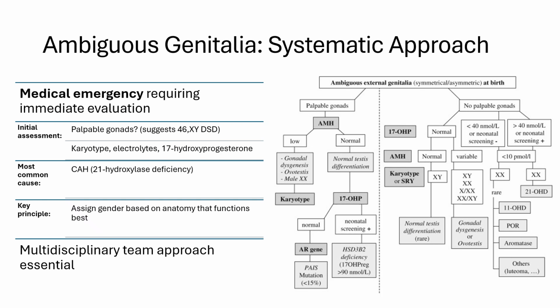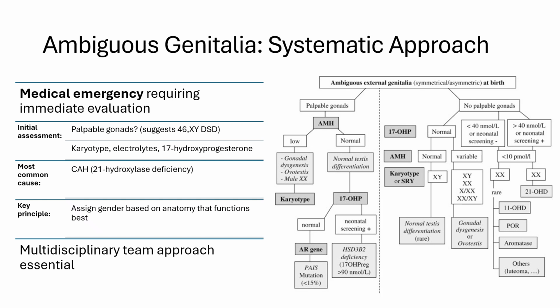Assess the degree of virilization systematically: phallus size, location of urethral opening, labioscrotal fusion, and any palpable Müllerian structures. Document findings precisely using standardized terminology.